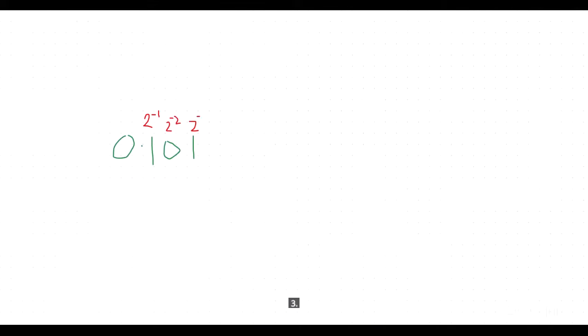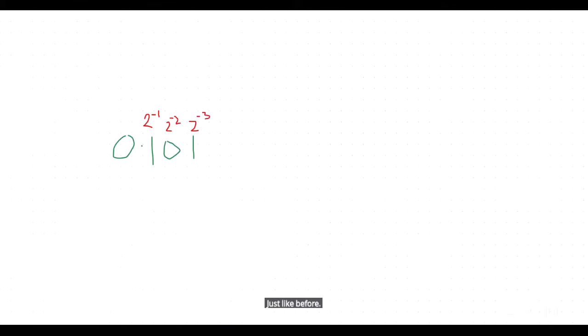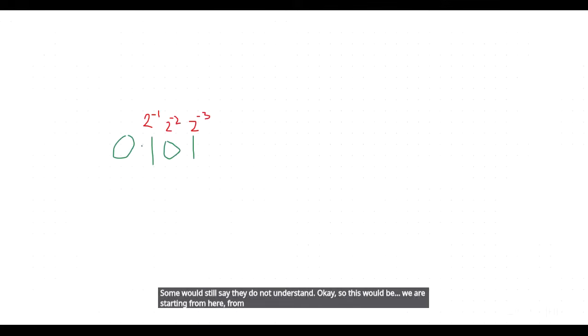You do your multiplication as before. Green times red plus green times red plus green times red, just like before. All right, let me write it down. If I just say let's go like that, some will still say they did not understand. So we are starting from here.